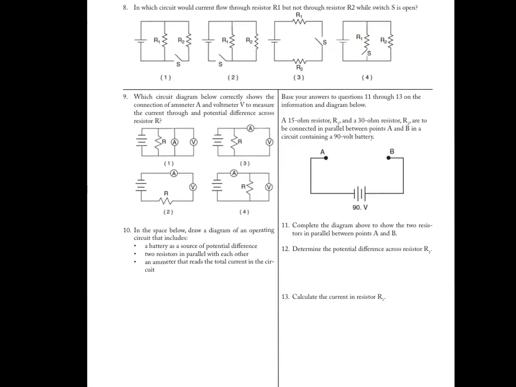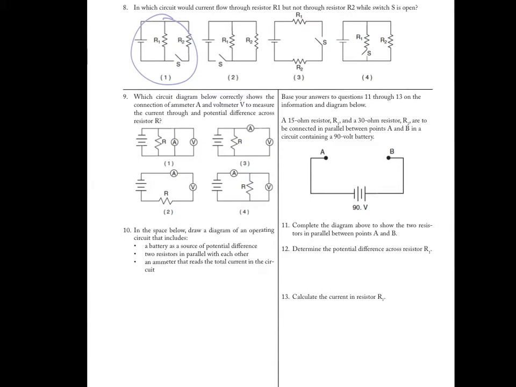Next page, starting with number 8. In which circuit would current flow through resistor R1 but not through resistor R2 while switch S is open? So when the switch is open, you'll see a disconnect in the circuit. So we're trying to disconnect R2 from the current flow. And if you check each of these, the only one that fits the bill is choice 1. R1 still makes a complete loop, but R2 is an open loop because of the open switch.